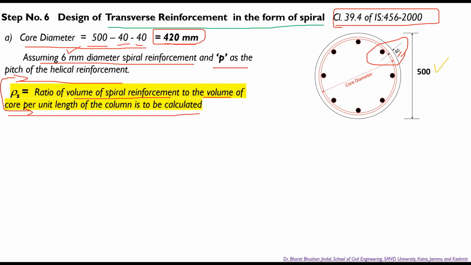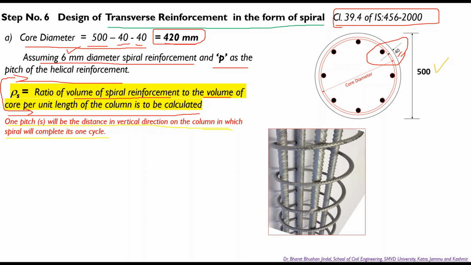That means this much diameter will be the core diameter. Now the next point, we have to understand the pitch. What is pitch basically? One pitch will be the distance in the vertical direction. Here, instead of s, you can use p also. One pitch will be the distance in the vertical direction of the column in which the spiral will complete its one cycle.